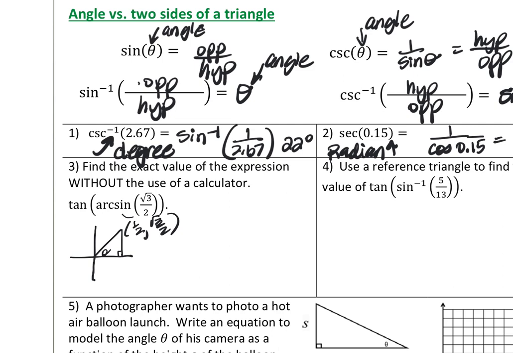So I don't even need to know theta, the angle measure, which I do know from the unit circle, but I don't need to. All I know is the y value is square root of 3 over 2, which means our x is 1/2. So now I have enough to find the tangent of it. Tangent of this angle is sine over cosine. So square root of 3 over 2 over 1/2, which is just square root of 3.